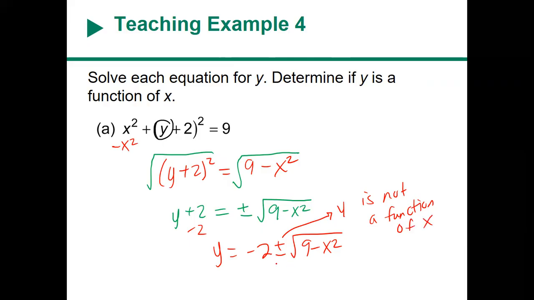And that's because when I graph, I would have to graph the positive and I would have to graph the negative, and it would end up failing the vertical line test. My graph would be like that. And what does it fail? It fails a VLT. Fails it.